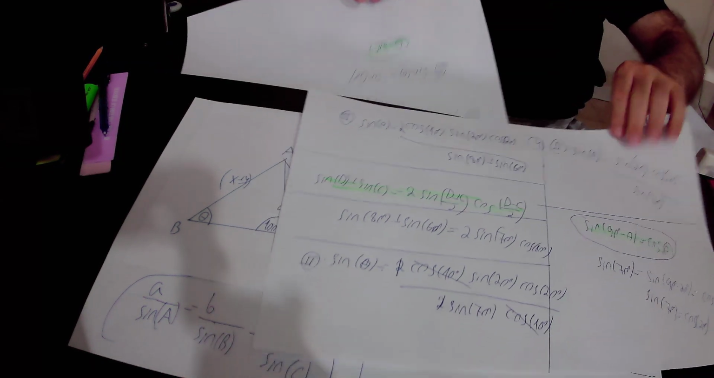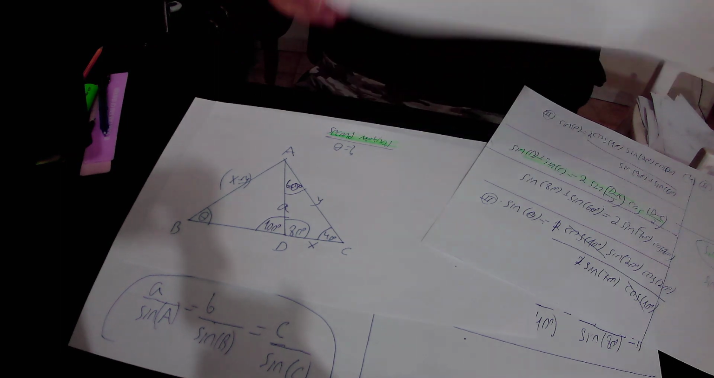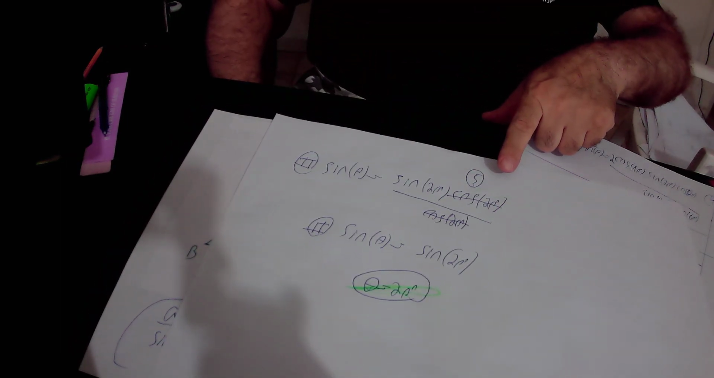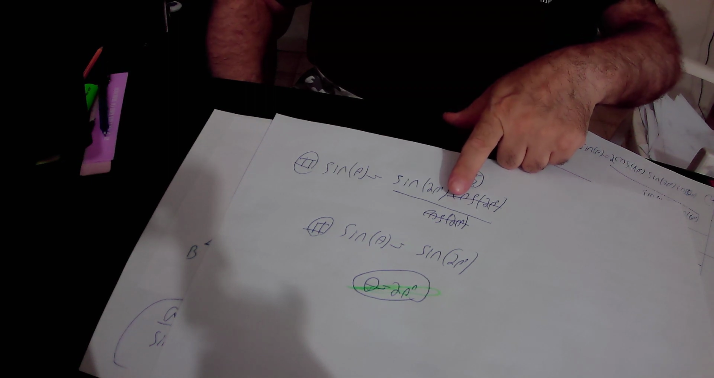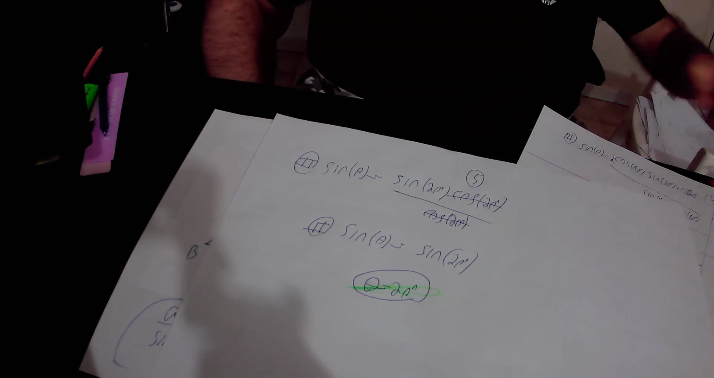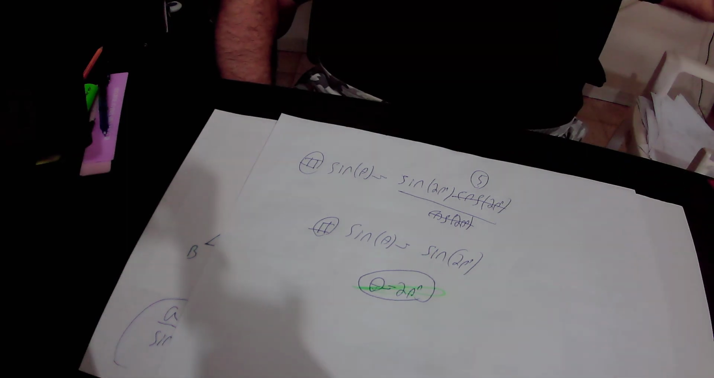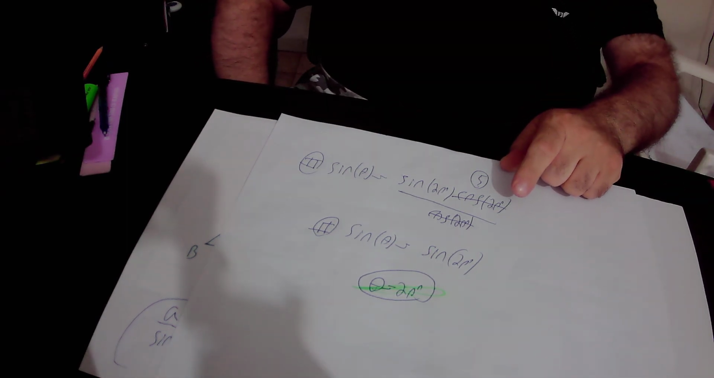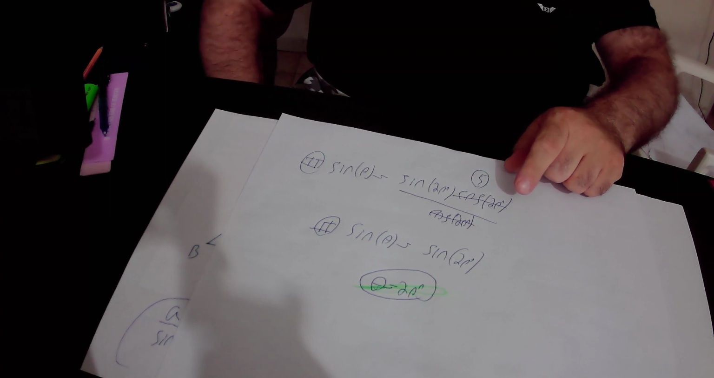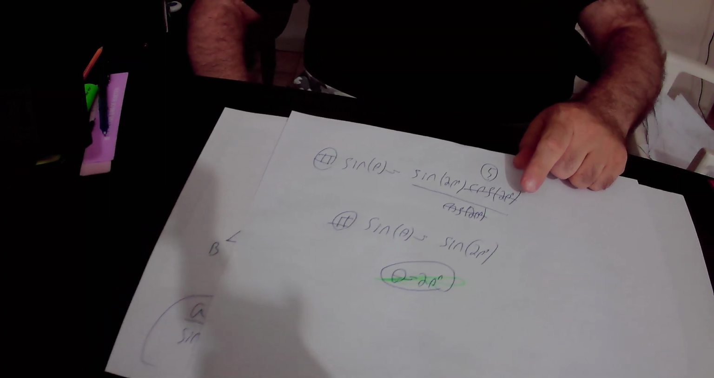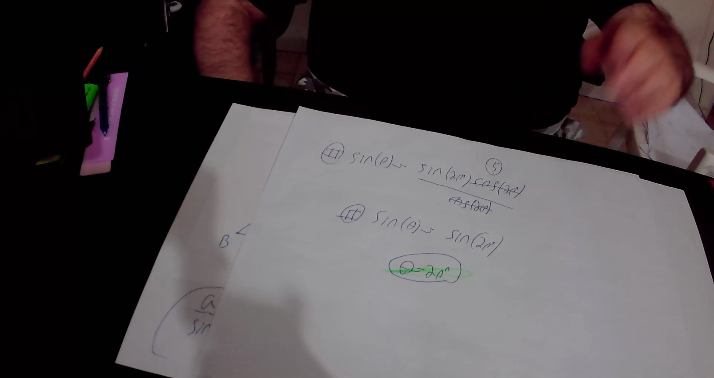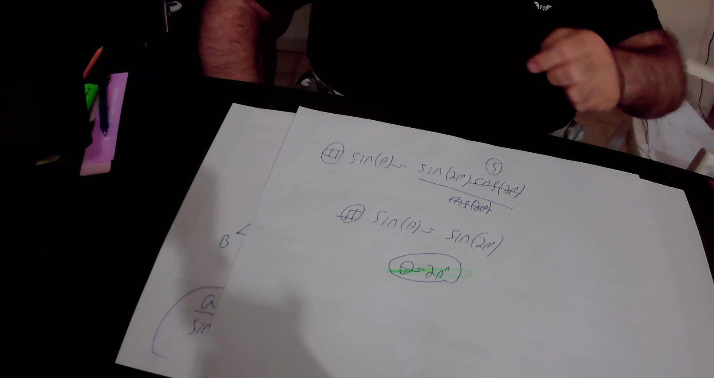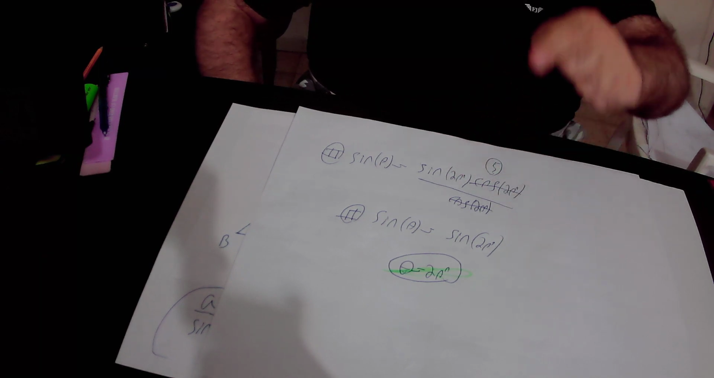We did it, and we got that sine theta equals sine 20 degrees times cosine 20 degrees over cosine 20 degrees. Therefore, we have cosine 20 degrees in the numerator and cosine 20 degrees in the denominator, so cosine 20 degrees will get cancelled, and we are left only with sine theta, that is equal to sine 20 degrees. If sine theta equals sine 20 degrees, it means that theta equals 20 degrees.